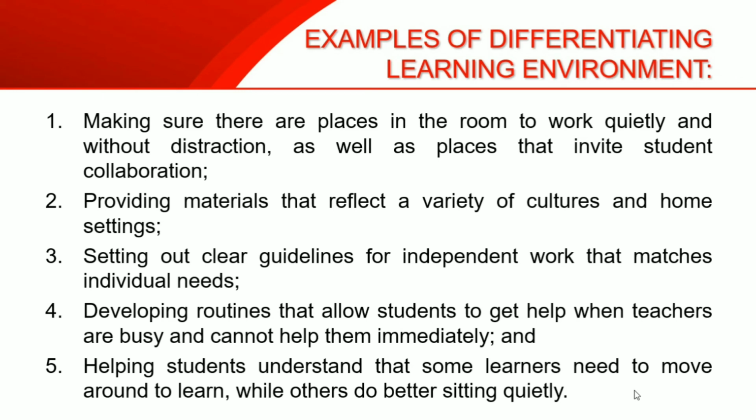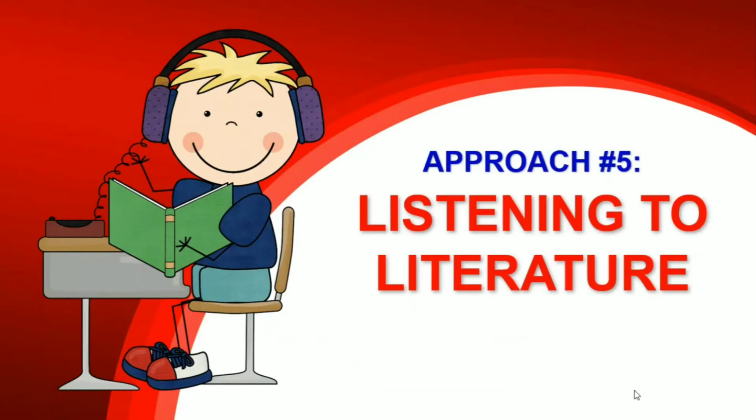Number 3, setting out clear guidelines for independent work that matches individual needs. Number 4, developing routines that allow students to get help when teachers are busy and cannot help them immediately. And number 5, helping students understand that some learners need to move around to learn, while others do better sitting quietly. Now we have our fifth approach, listening to literature.